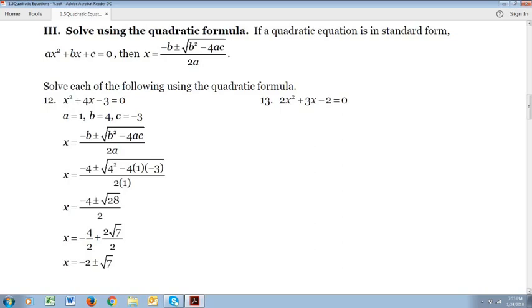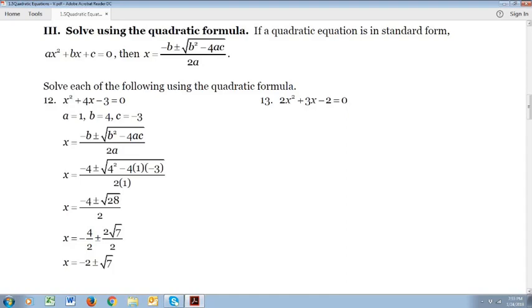Now notice what it says here. If a quadratic equation is in standard form, that's ax squared plus bx plus c equals 0, then x equals negative b plus or minus the square root of b squared minus 4ac, all over 2a.